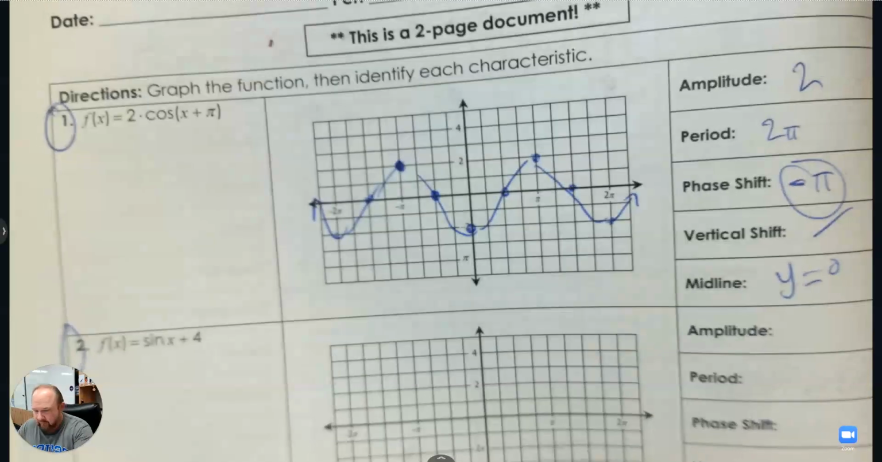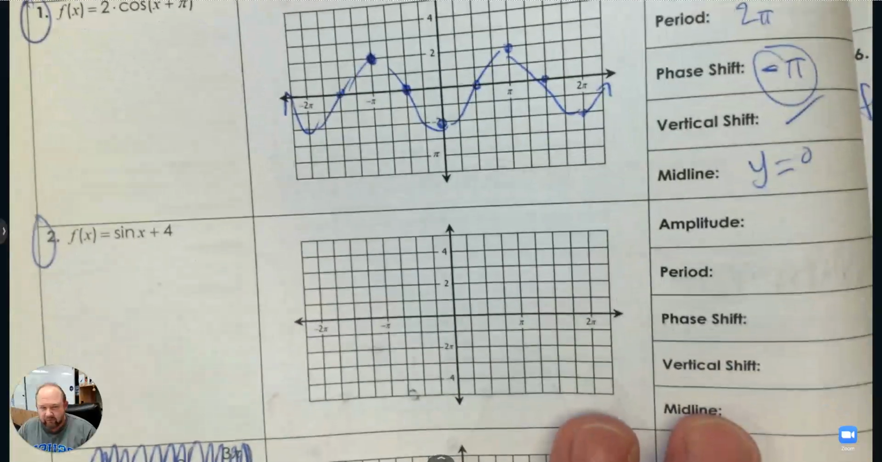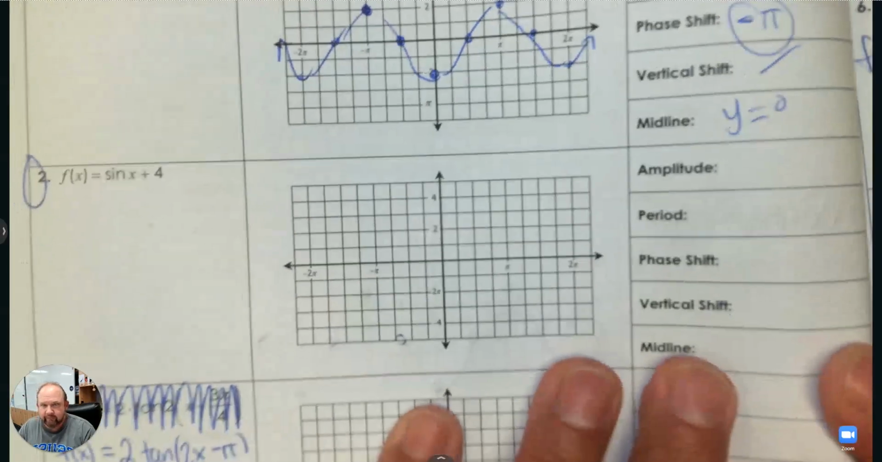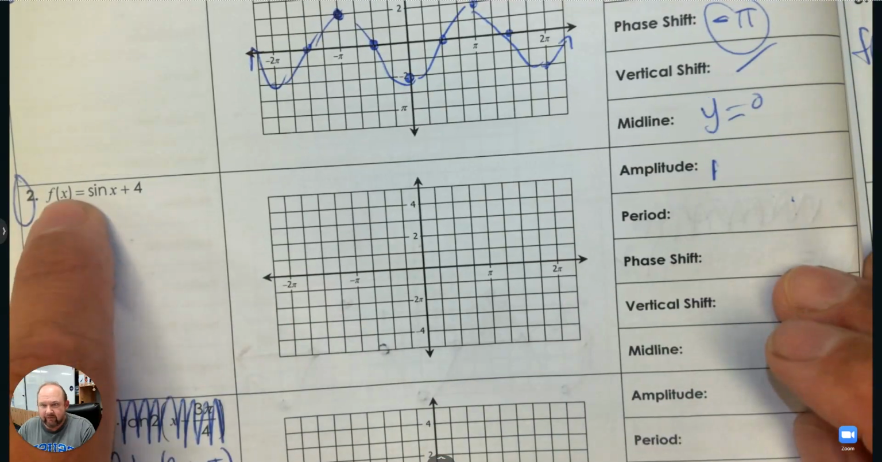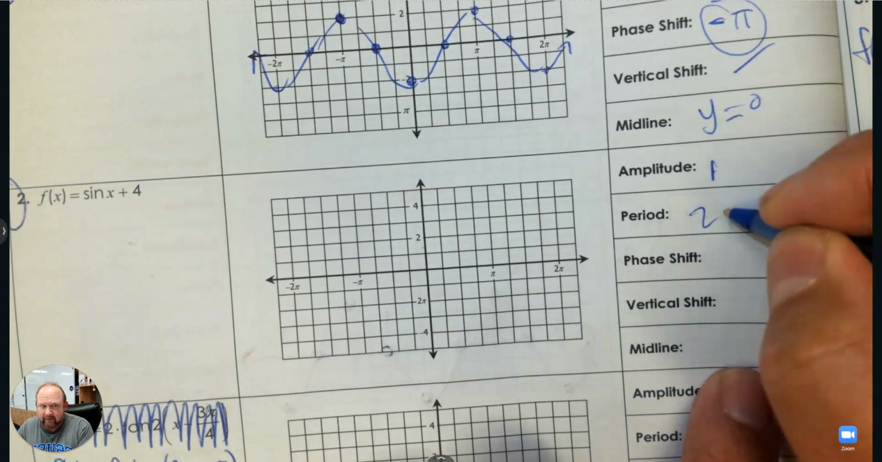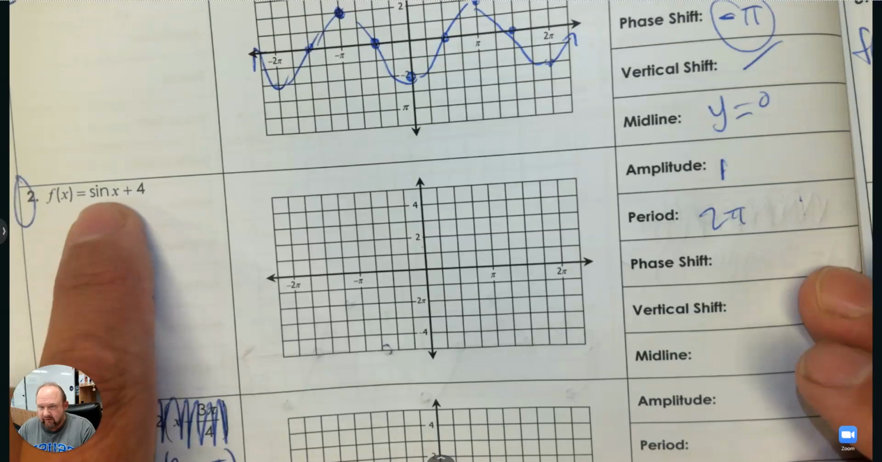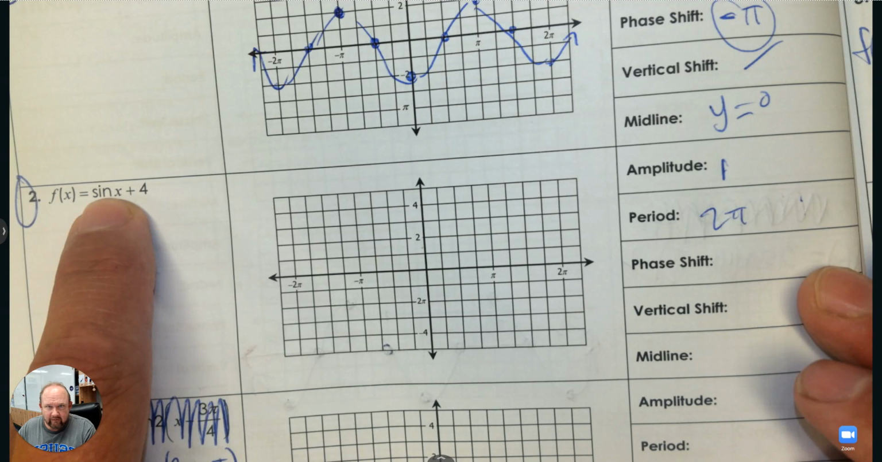All right, on to number 2. Try it first, or just work with me, whatever you need to learn. For number 2, the amplitude is 1. That's the number in front of sine that you don't see. The period is 2 pi. Again, there's nothing inside with x that would change that.